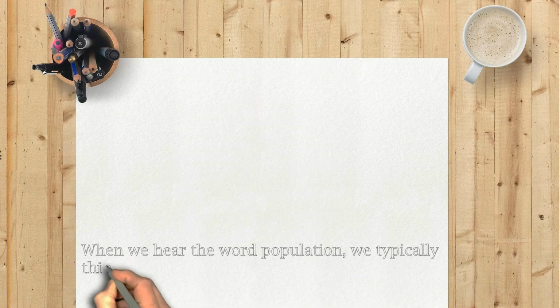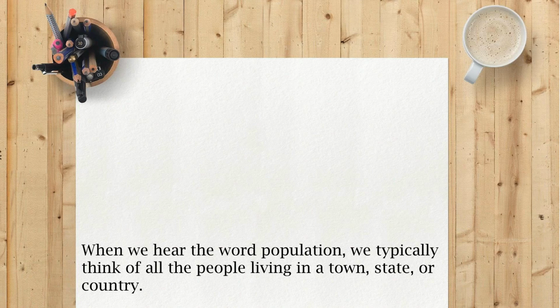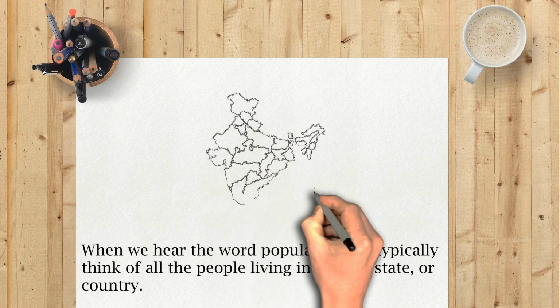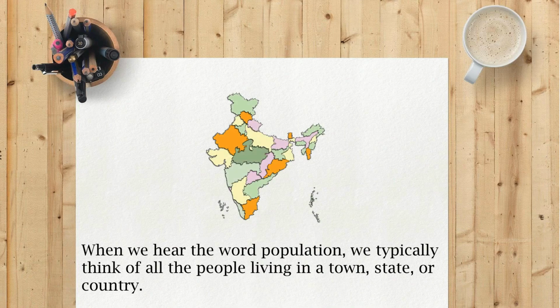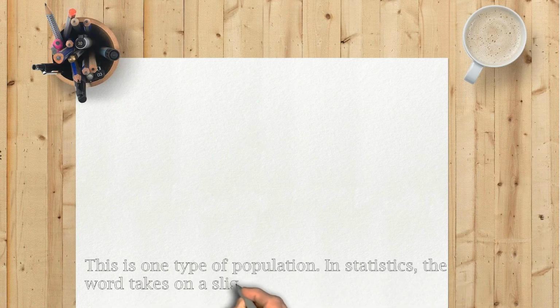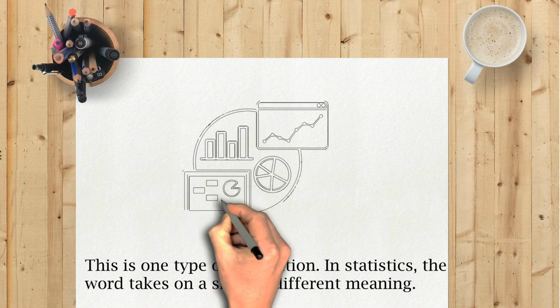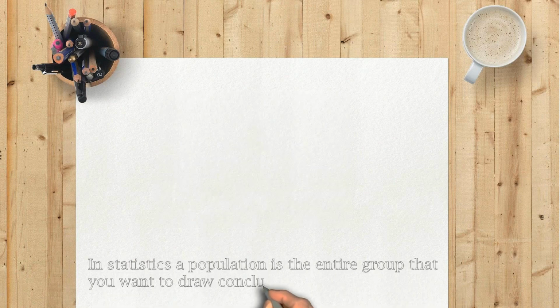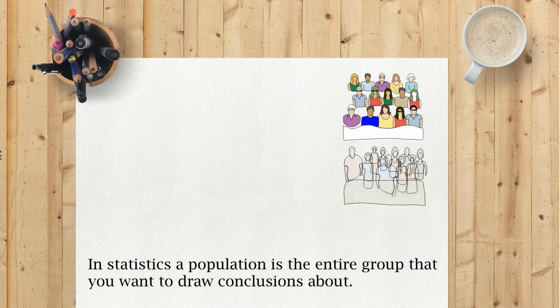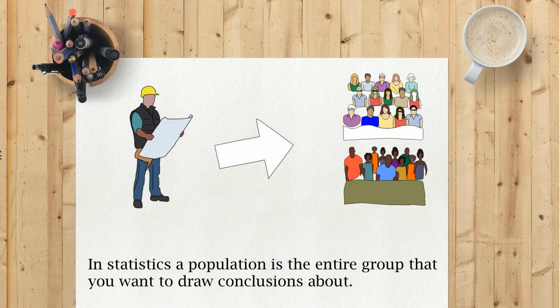When we hear the word population, we typically think of all the people living in a town, state, or country. This is one type of population. In statistics, the word takes on a slightly different meaning. In statistics, a population is the entire group that you want to draw conclusions about.